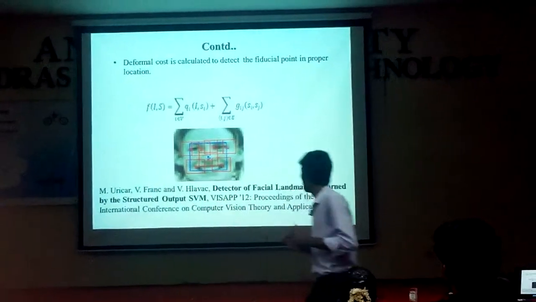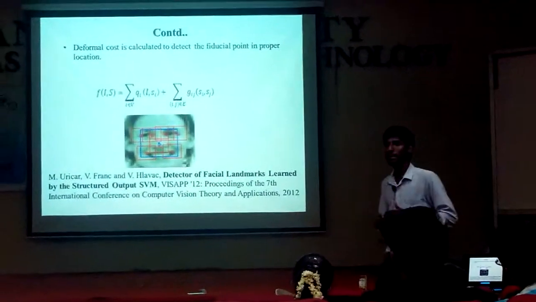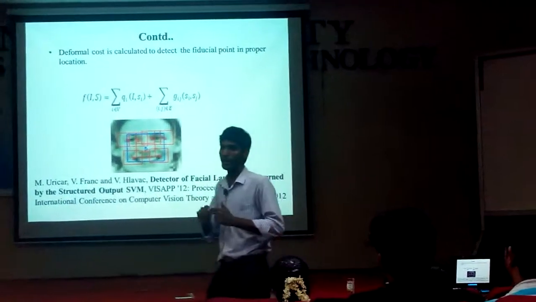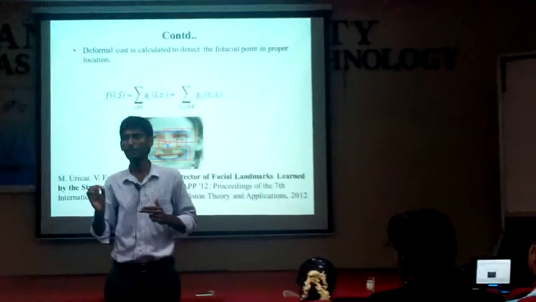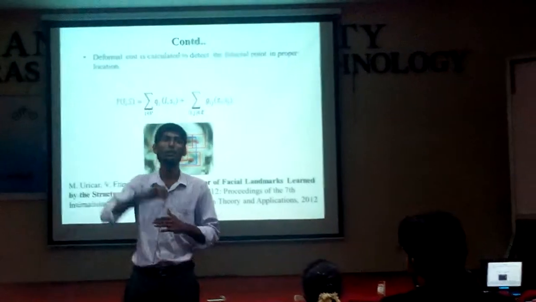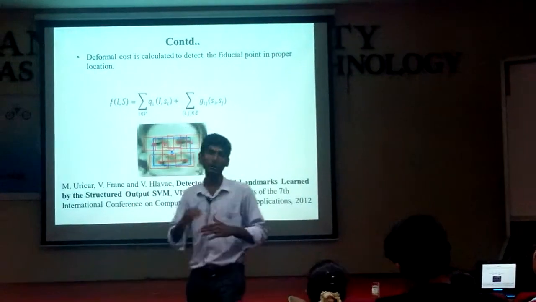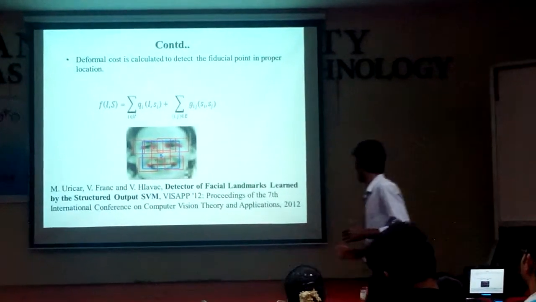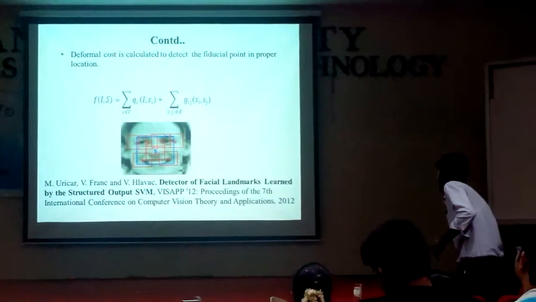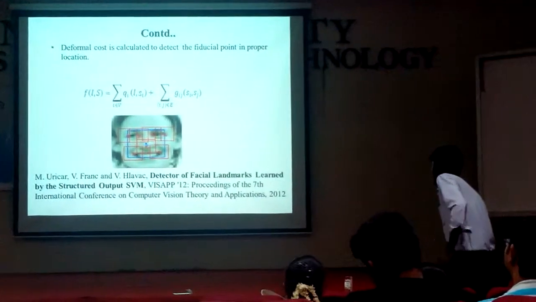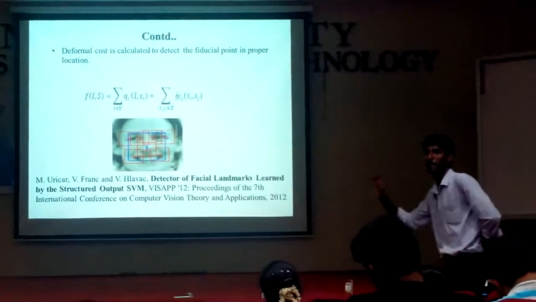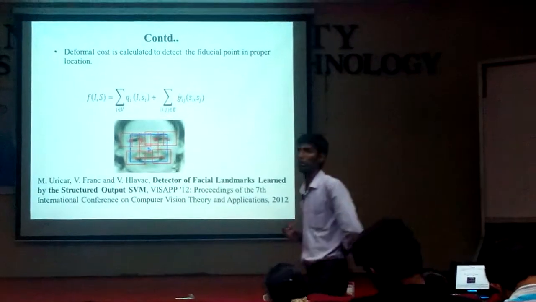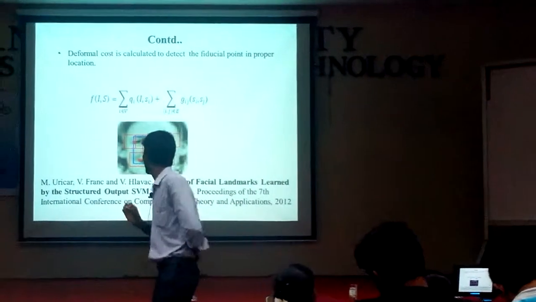To avoid such a problem, I have calculated the deformable cost. It will not consider only the single pixel, it will consider the neighboring pixels and take the average, and it will locate the key points. So this is the normal pixel location and this is the average of the neighboring pixel values, and at that location the key point will be located.